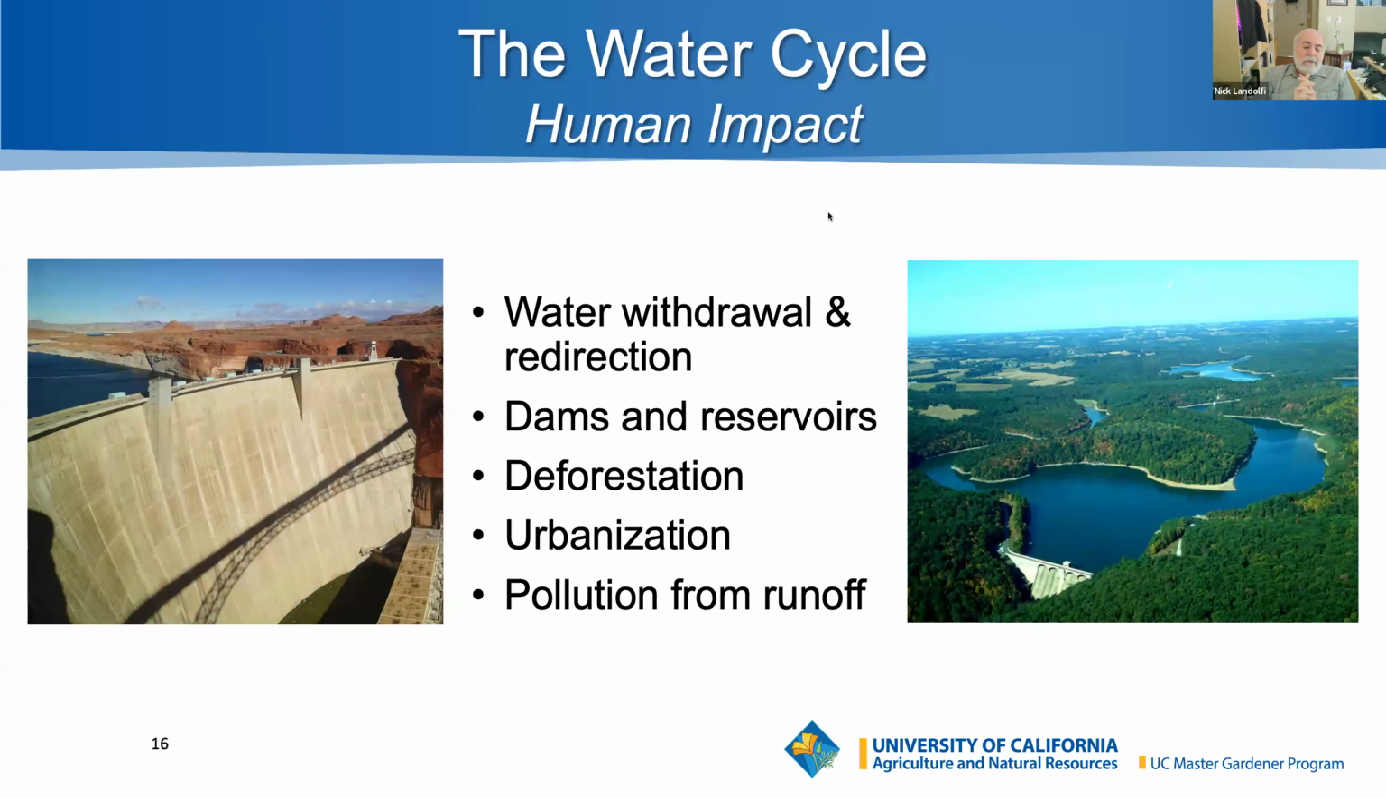Of course, humans have a significant effect on the water cycle. We withdraw and redirect water. We build dams and reservoirs. Deforestation significantly alters the evapotranspiration of a forest, and urbanization disrupts water infiltration and thus percolation. And of course, pollution from runoff is also a concern.